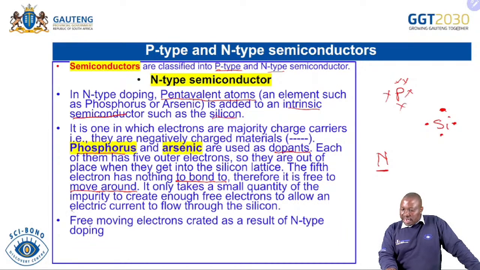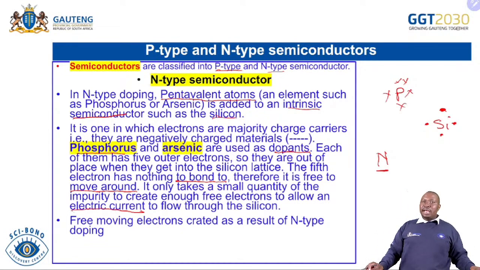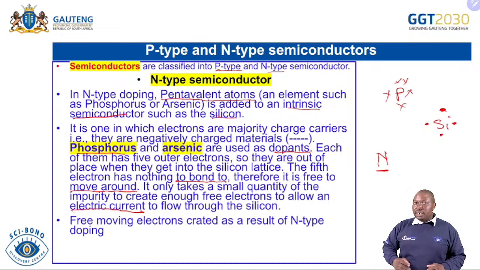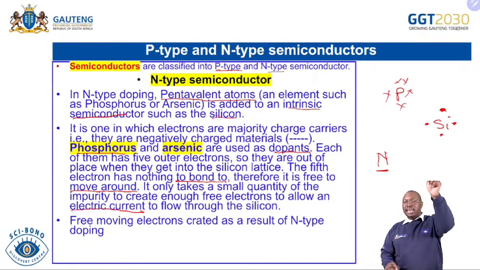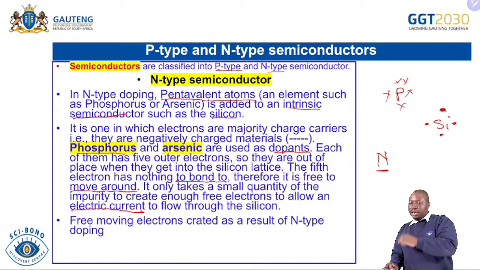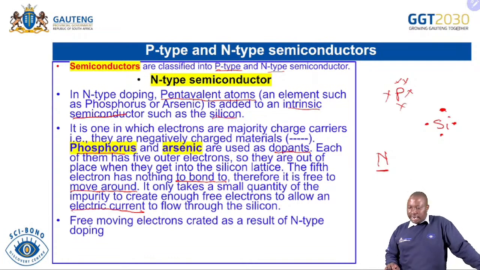So now, electric current is going to flow because of that extra electron that we have. Remember, when you are doing your doping, you want electrons to flow. You want current to flow. In order for current to flow, we are bringing an extra electron so that you are able to induce the flow of current. Now, free moving electrons are created as an n-type doping. So now this will become n-type because of the free moving electrons that we have.